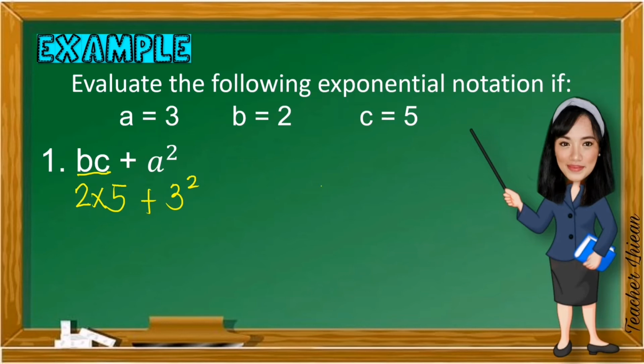Now, let us simplify. 2 times 5 is equal to 10. Plus, sabi ko nga, ang base ay imumultiply sa sarili, depende kung ano ang exponent nito. Since 2 ang exponent ni 3, ibig sabihin, dalawang beses nating imumultiply si 3 sa sarili niya. So, 3 times 3 is equal to 9. Then, let us add. 10 plus 9 is equal to 19.